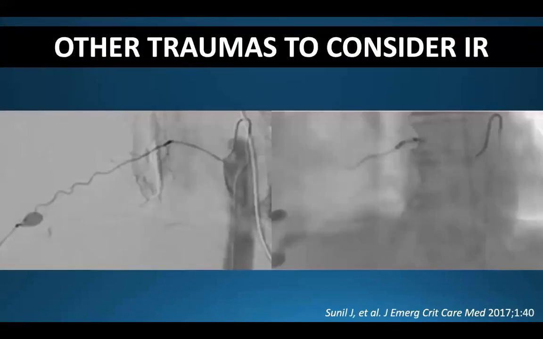In this case, on the left-hand side, we see an intercostal artery with a pseudoaneurysm. On the right-hand side, we see that there's a pseudoaneurysm, some coils down, and there's no further opacification of the pseudoaneurysm.